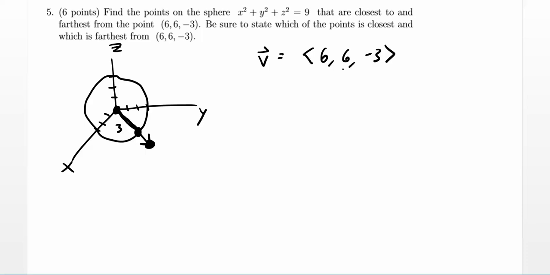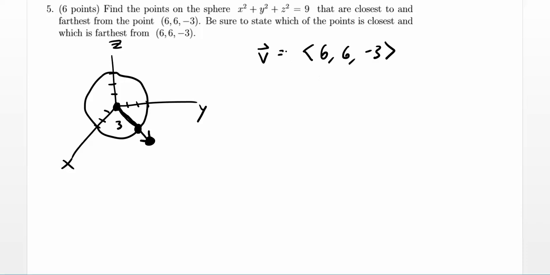So what we'd like to do is take this vector that's going from the origin to the point and rescale it so that it's only 3 units long. If we do that, then the vector is going to terminate at the point that we're looking for. So let's take our vector and multiply it by some constant, and we'd like the magnitude of this vector to be equal to 3. If we can get that, we're all set.